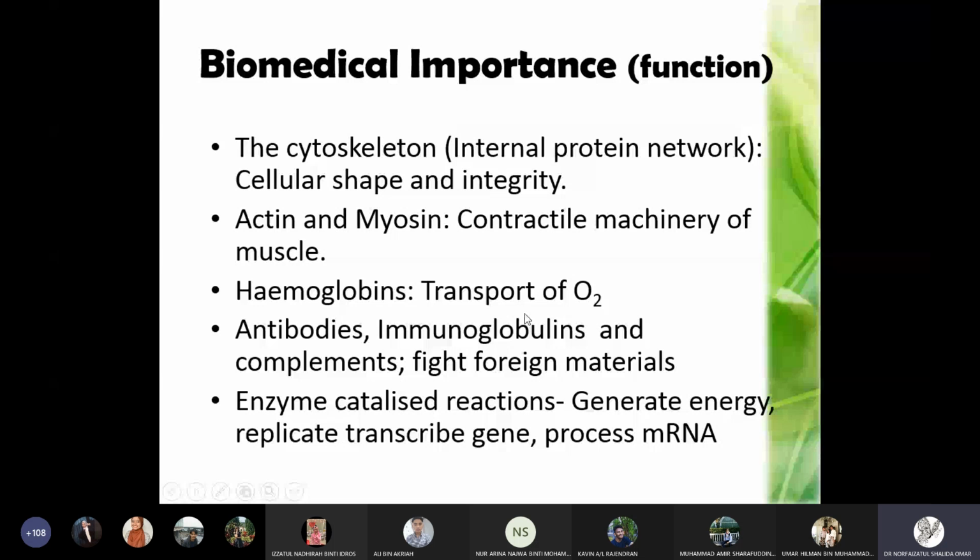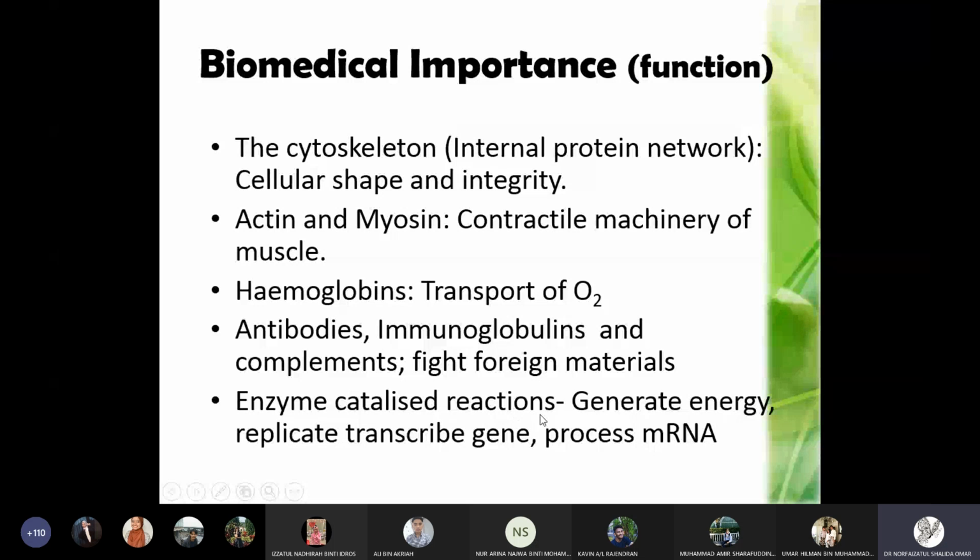Then your antibodies, immunoglobulins, and complements, almost all of your immune system, are made up of protein. Enzymes also are all made up of protein. Most enzymes are made of protein. Okay. Then your receptors, some are glycoprotein, glycosaminoglycan, some are mainly protein.